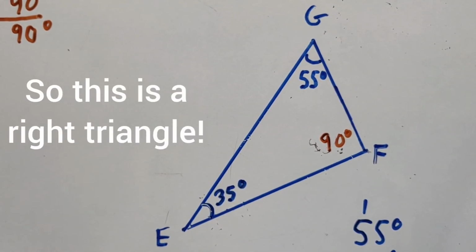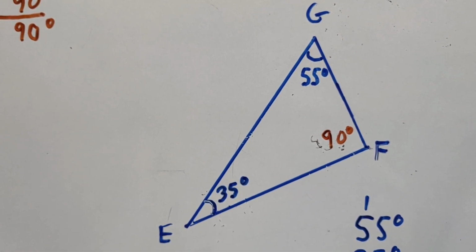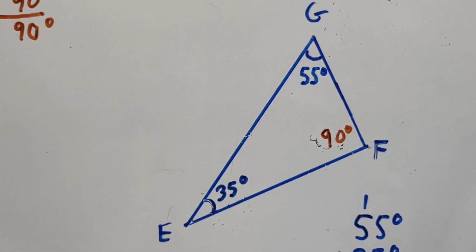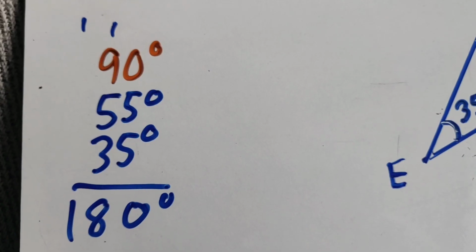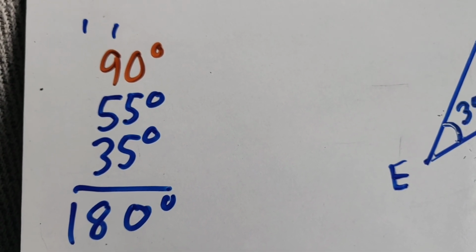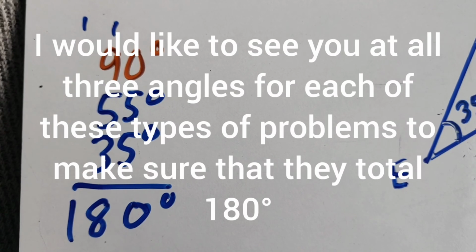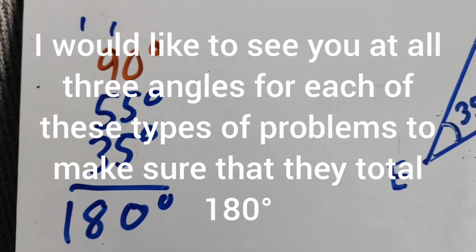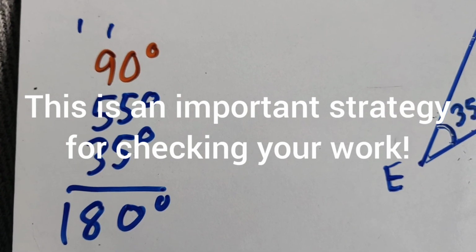And we can check our work to see if we figured out the correct missing value of angle EFG here by adding up all three angles to see if they add up to 180 degrees. And when we add up those three angles, we see they do add up to 180 degrees. So we know that when we figured out that the missing angle's value was 90 degrees, we were correct.